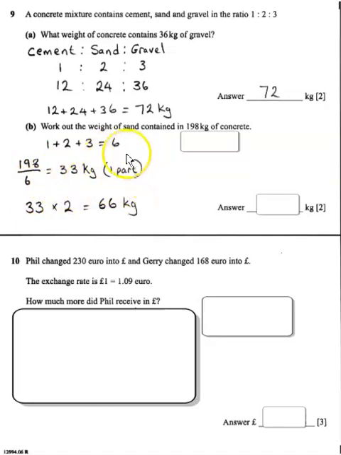Now this is 1 part. So if we've got 1 part and it's asking for the weight of the sand, we look where the sand is. The sand is the ratio 2. So that's 2 parts of sand. So we can multiply 33 by 2, which is 66 kilograms.